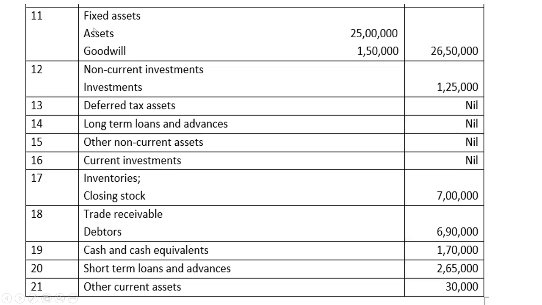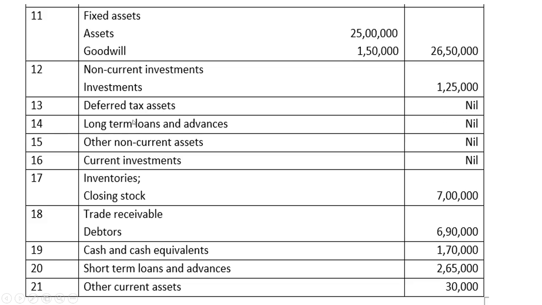Come to note number 11, fixed assets. That is assets 25 lakh and goodwill 1 lakh 50,000. The total is 26 lakh 50,000. And note number 12 is non-current investments. That is investments 1 lakh 25,000. And note number 13 deferred tax assets. There is no information about it, nil.